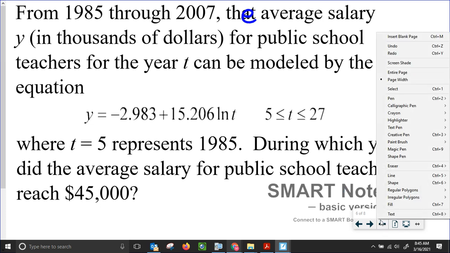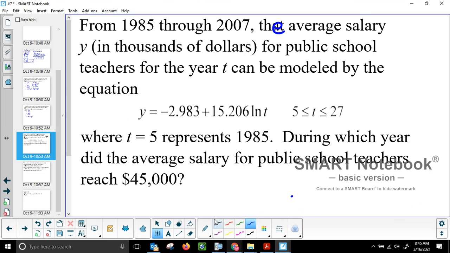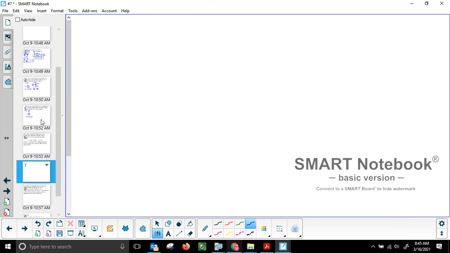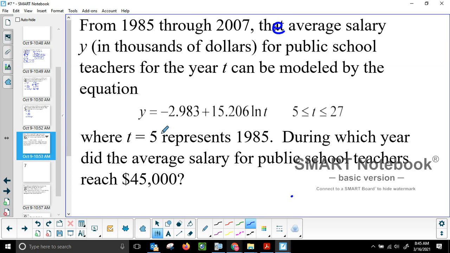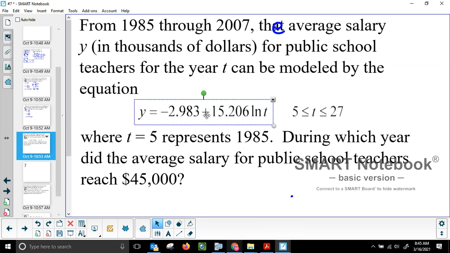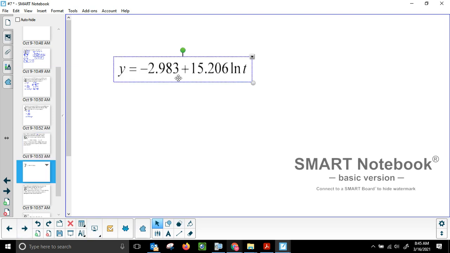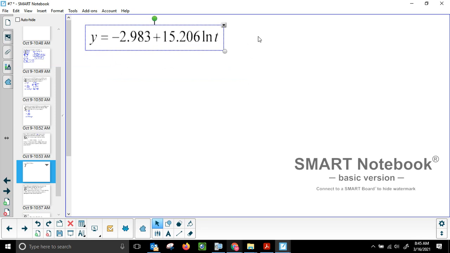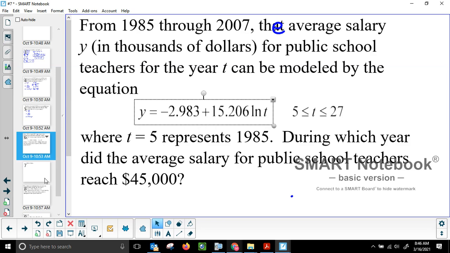So let's get this copied. And whatever formula they give us, we have to use it. 99.9% of the time, yeah. So here's the formula that they give us, and we're wanting to find when the average salary is $45,000.